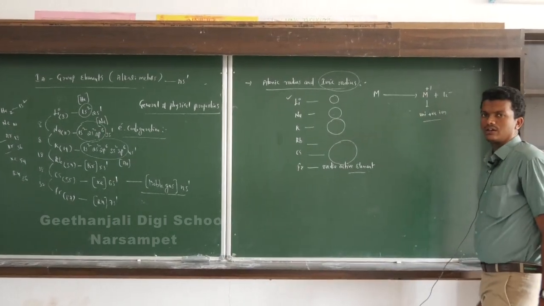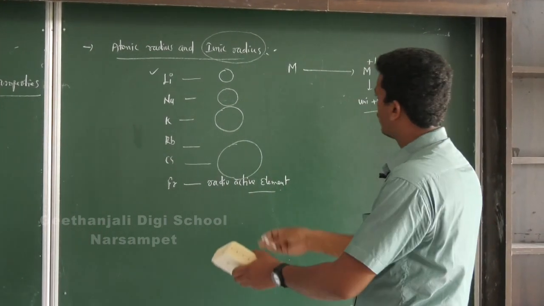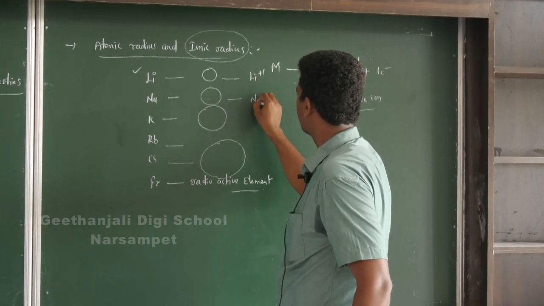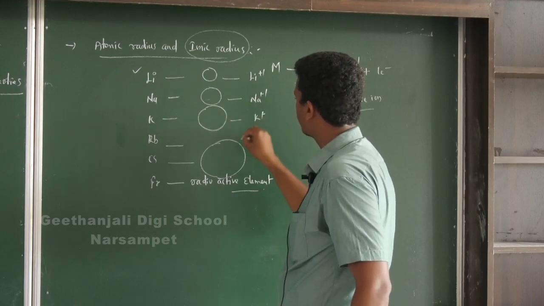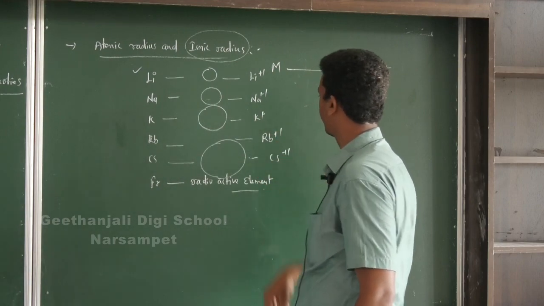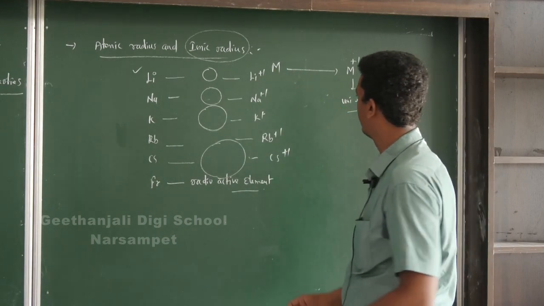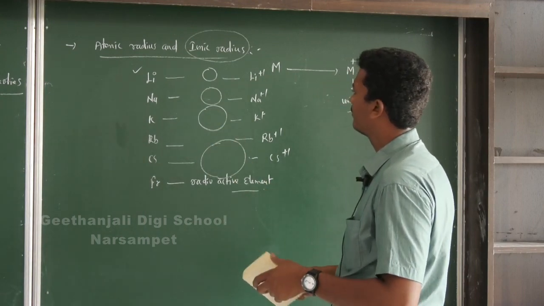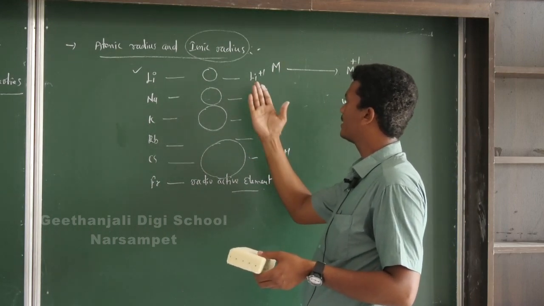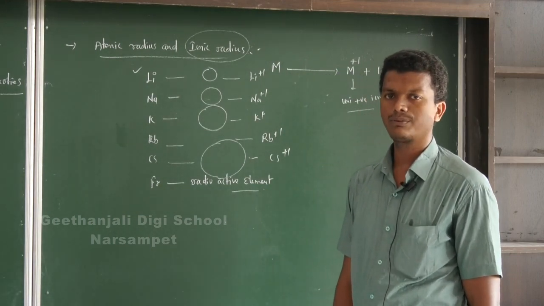For this unipositive ion, we need to discuss the size variation from top to bottom. So lithium can exist in the form of lithium plus 1, sodium can exist in the form of sodium plus 1, and all respective elements can form their unipositive ions like this. The size variation of these unipositive ions we have to discuss now. Atomic size increases gradually from top to bottom because the number of shells increases. Here the sizes of their unipositive ions also gradually increase from top to bottom.